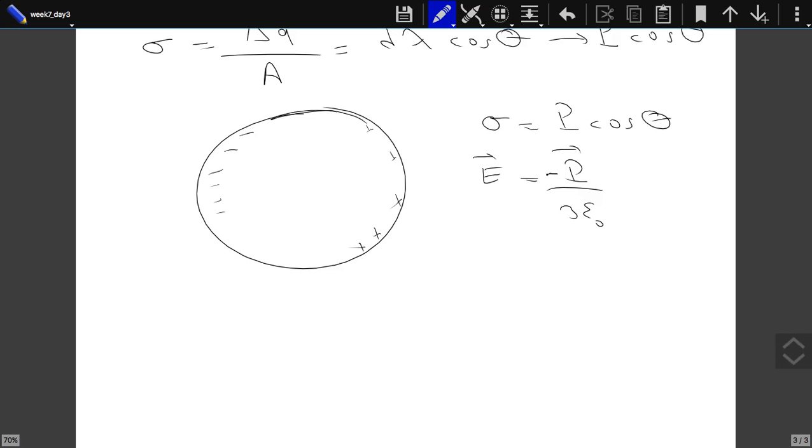So this is the electric field created by a uniformly polarized sphere inside our sphere. If we have a uniform polarization, it creates a uniform electric field in the opposite direction. This is the electric field created.